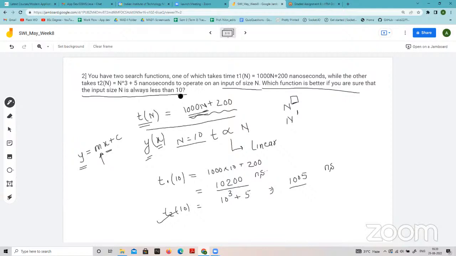So what we have done is made use of the last statement that was given and took the number, although this statement doesn't say anywhere that you have to put 10. Had it been something like, which of the following functions will perform better for the input size 10, then you would definitely put 10, and that would be the only solution. But here we are saying the function is better if you're sure that the input size n is always less than 10. So putting 10 will not directly give you the answer.